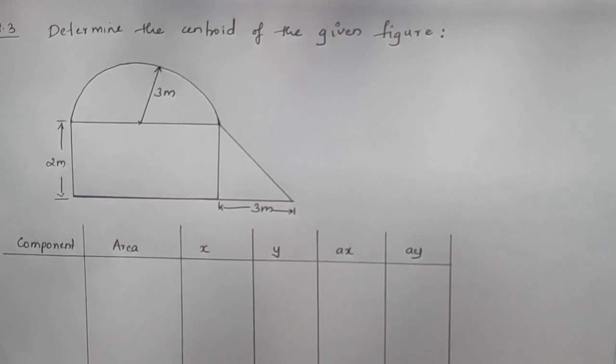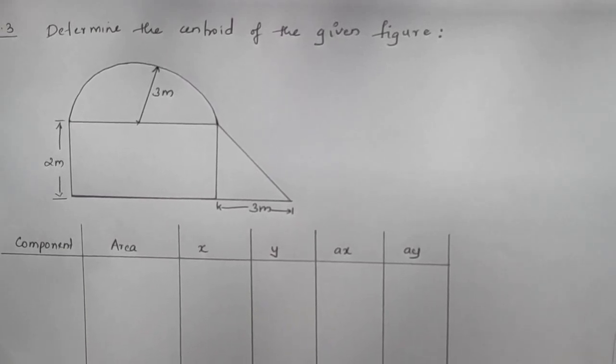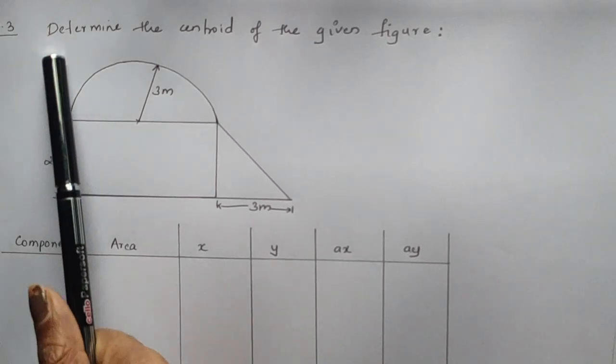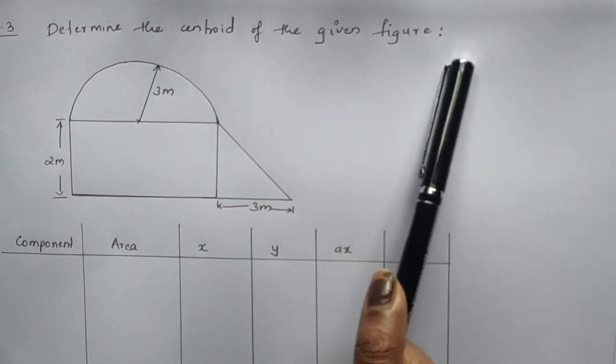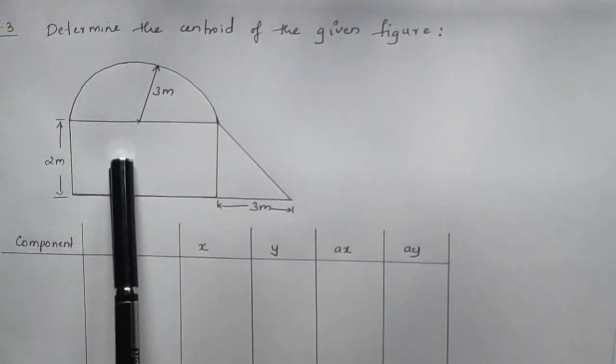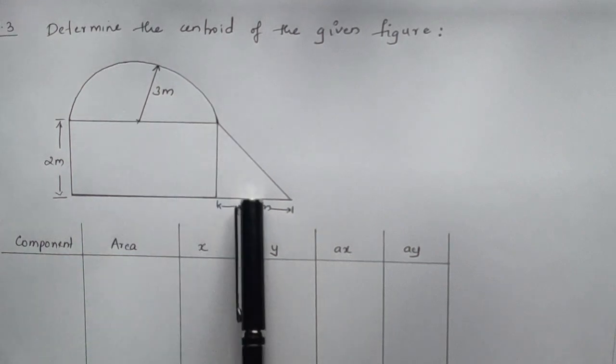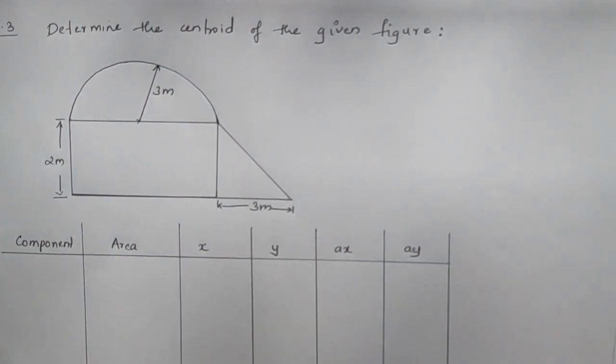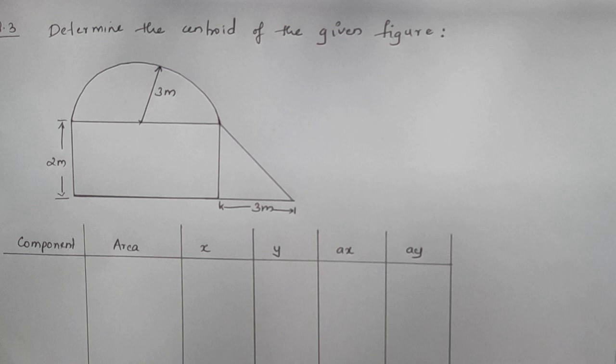Good morning everyone. So let's move into the third problem in centroid. As you can see, the question is: determine the centroid of the given figure. You can see a given figure in which there is a rectangle, a semicircle and a triangle, and the dimensions are clearly given there.